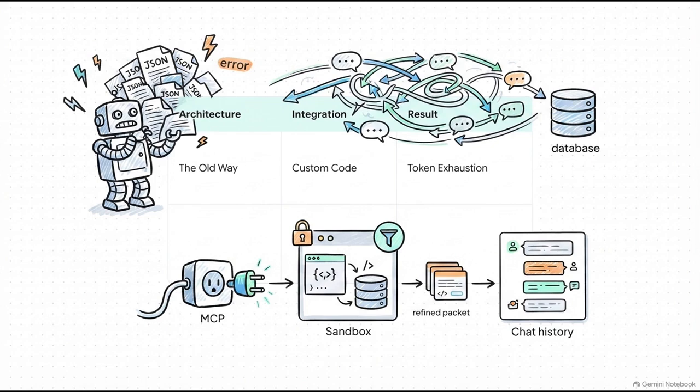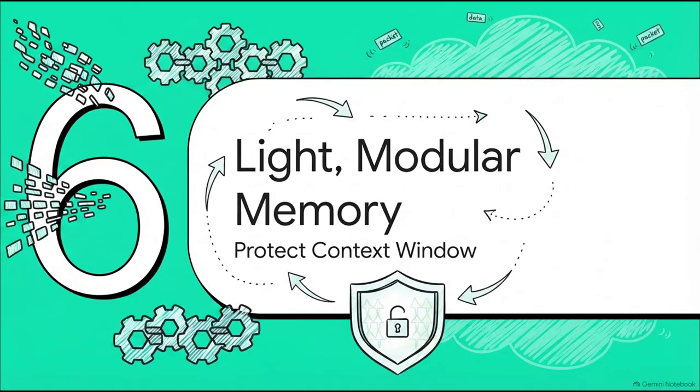But the new way, using standardized MCP sockets, allows for programmatic tool execution. This is brilliant. The data is filtered programmatically inside a local sandbox. The agent writes a quick script to query the database, the sandbox runs it, filters out all the noise, and only returns the refined, highly specific answer to the agent's main conversation. All the heavy lifting happens in the sandbox, not in your prompt. All of this results in light, fast, modular memory that actively protects your context window.